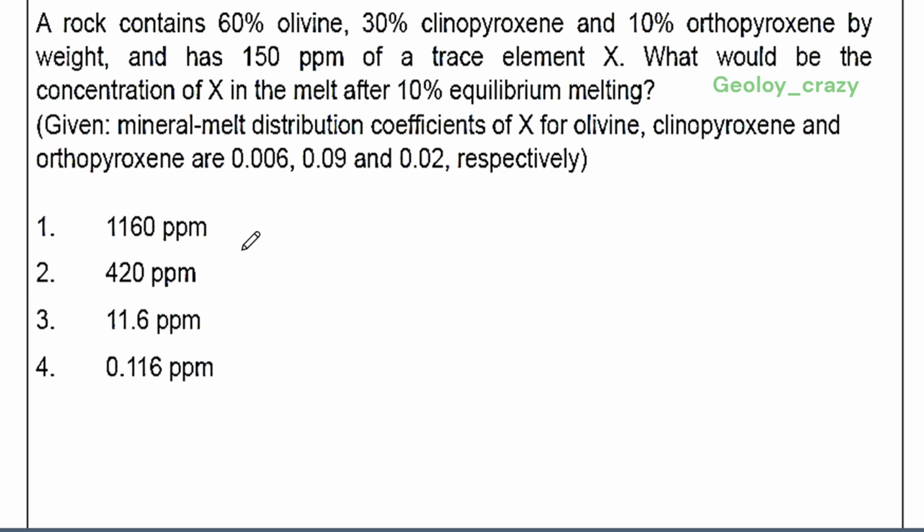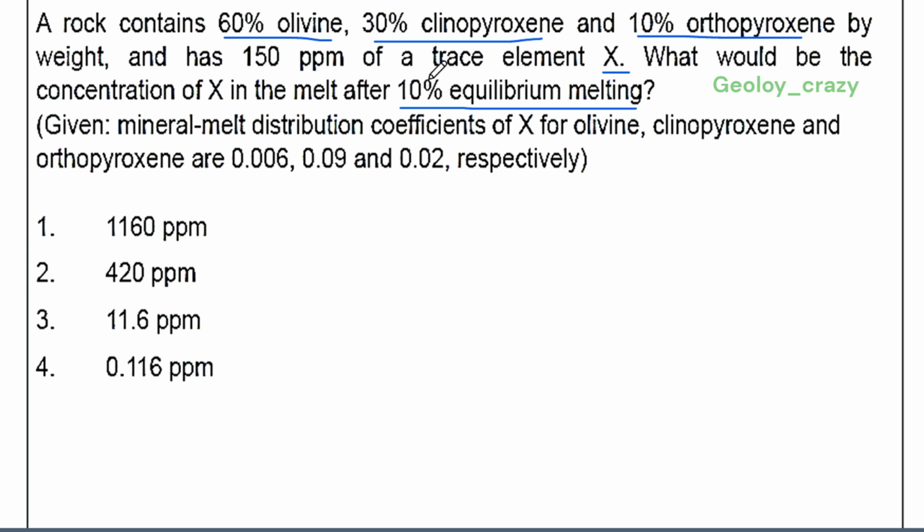In this question, they are asking about what? A rock contains 60% olivine, 30% clinopyroxene, and 10% orthopyroxene by weight, and has 150 ppm of trace element X. What would be the concentration of X in the melt after 10% equilibrium melting? First we will understand what this question is telling us, and then I will go into batch melting and other things.